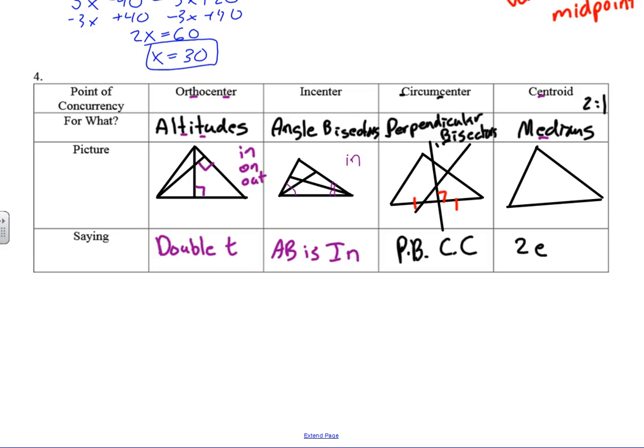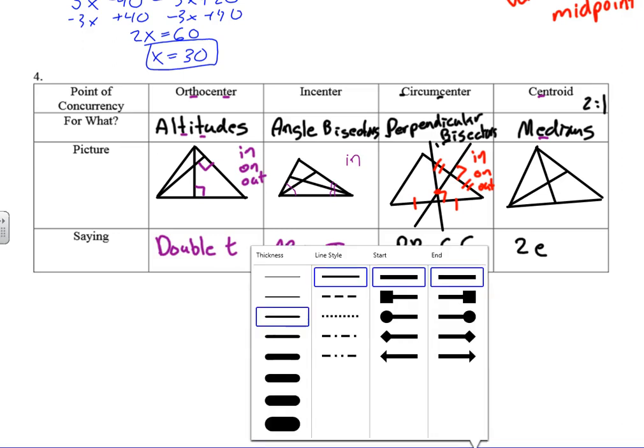Over here, let's see if I can try to make this look halfway decent. Trying to make it look like it forms a right angle there. I don't know how well I'm doing. So perpendicular bisector, that's the circumcenter. The circumcenter can be in, on, or out. Again, it's in when it's an acute triangle, it's on when it's a right triangle, and it's out when it's an obtuse triangle.